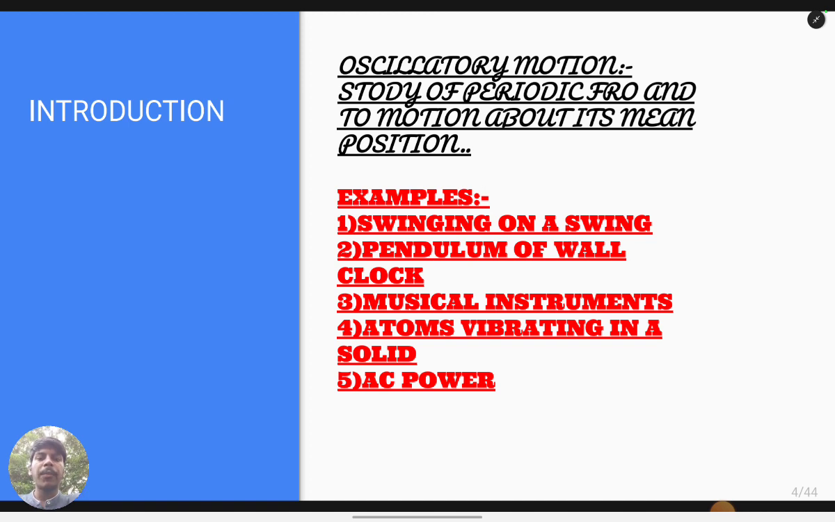Let us see the definition of oscillatory motion. What is oscillatory motion? Study of periodic to and fro motion about its mean position. Periodic means repetitive motion. For example, orbital motion of a planet is an example of periodic motion. To and fro motion means, for example, if we take a pendulum, let me explain you.